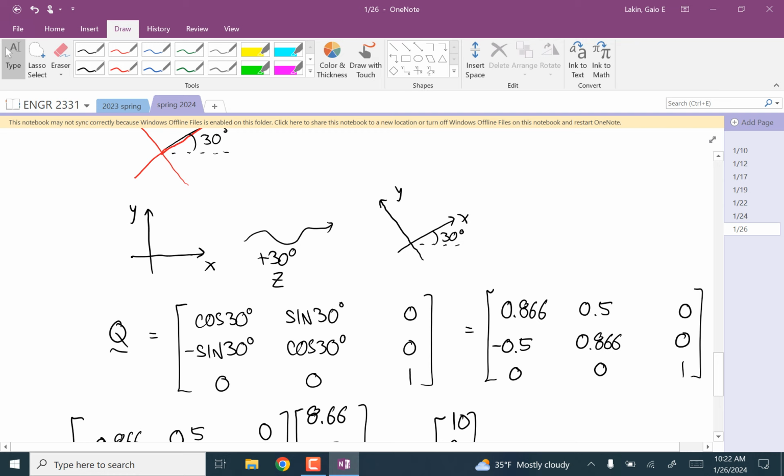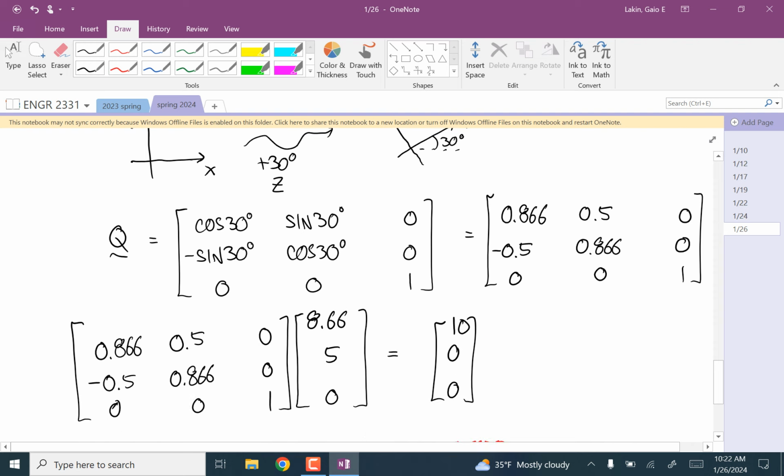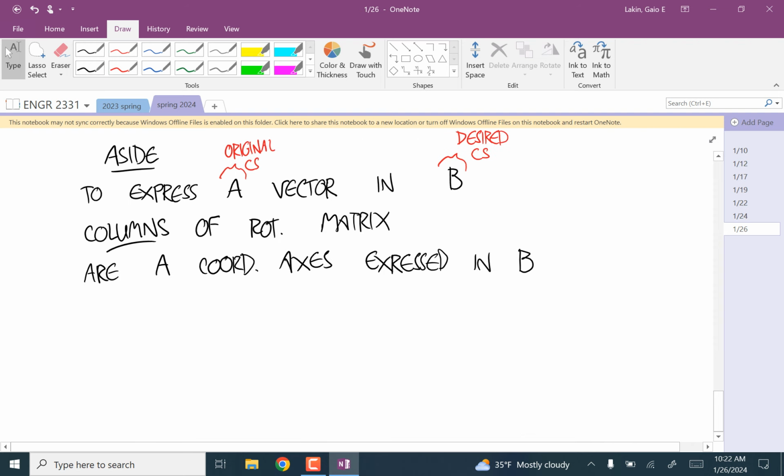So it's like imagining the axes as vectors? Yes. You don't have to think like that in this class, but there are times when it comes in handy.